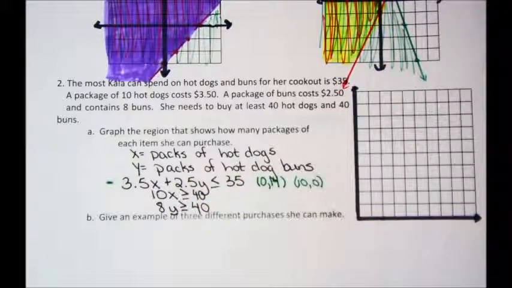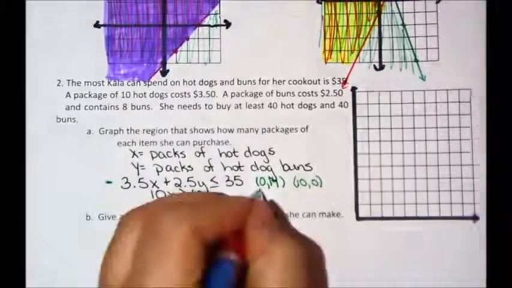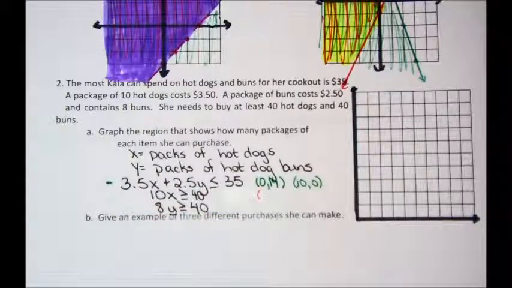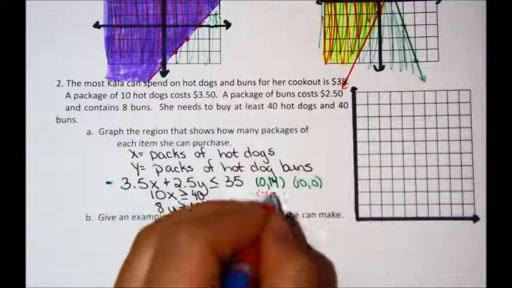The next equation only has an x in it. This tells me that it is a vertical line, so I only have an x-intercept. If I solve for x, the x-intercept is at (4, 0).